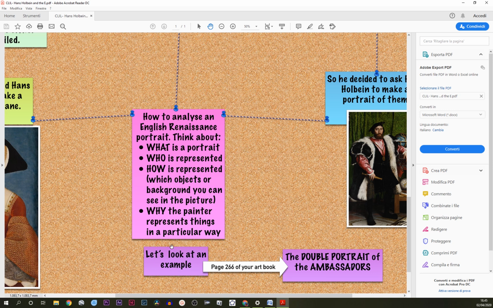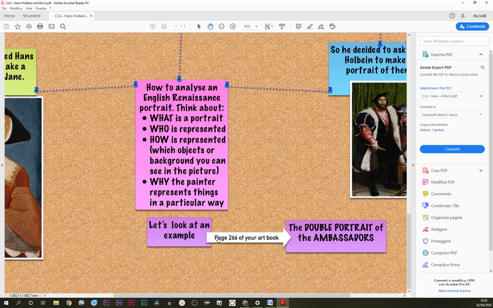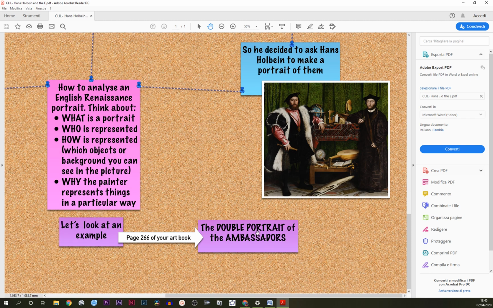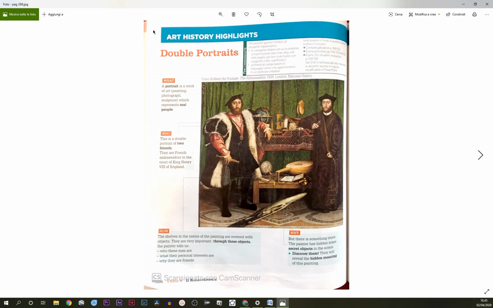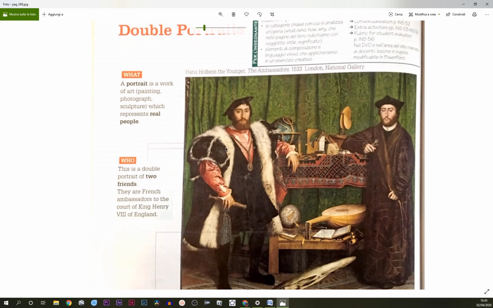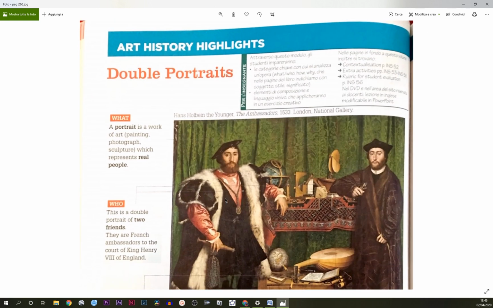Now, let's look at an example. Go to page 266 of your art book. You will find the double portrait of the ambassadors. Let's go. Okay. Now, here is the portrait. Let's analyze this example.